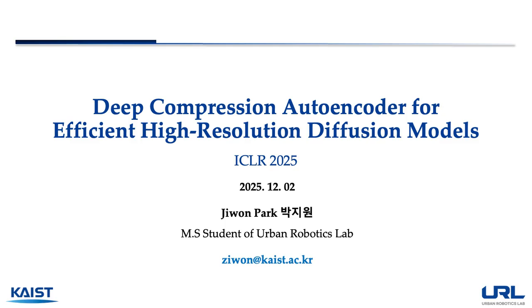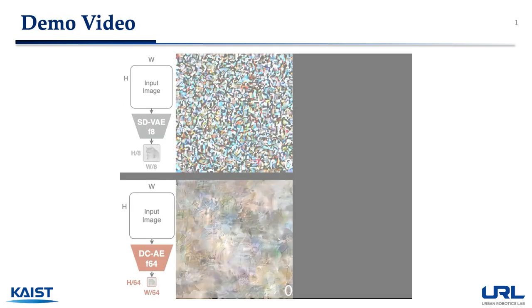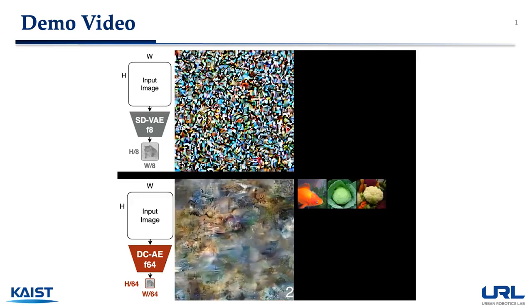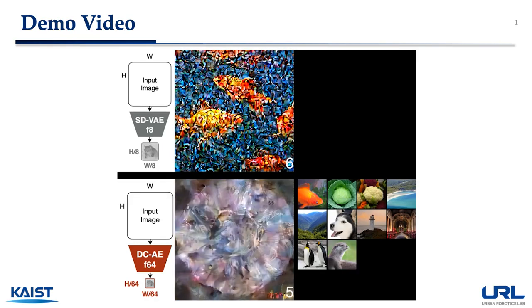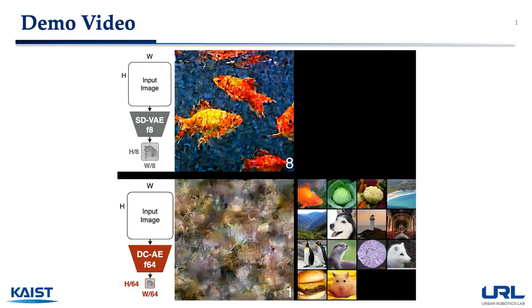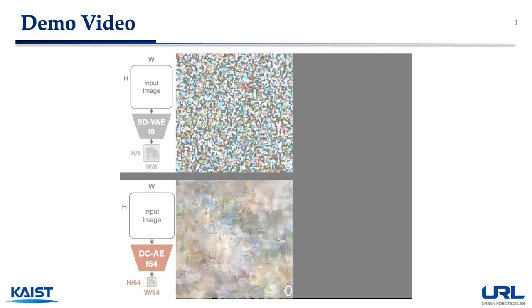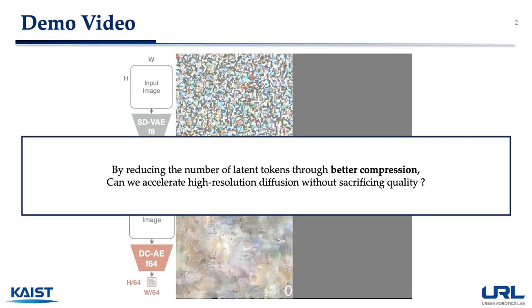In this example, the standard SDVAE, which means Stable Diffusion using Variational Autoencoder, can generate only one image, while the proposed DCAE can generate 16 images in the same amount of time. This demonstrates the core contribution of the paper: by reducing the number of latent tokens through better compression, can we accelerate high-resolution diffusion without sacrificing the quality?